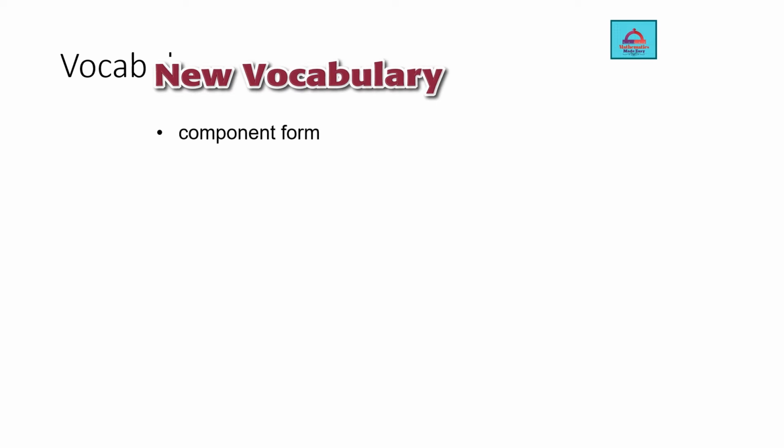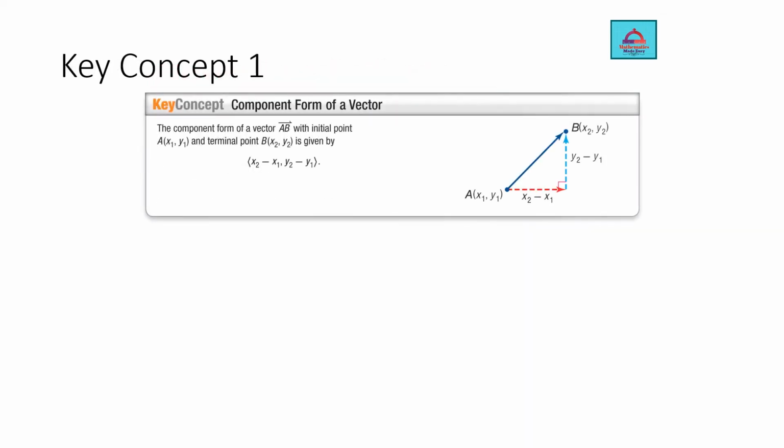Coming to the vocabulary for today: component form, unit vector, and linear combination. The meaning of these 3 words is going to be clear to you in today's session. So stay glued, stay focused, and let's start with the first key concept.